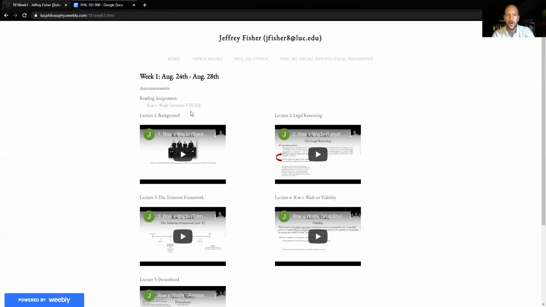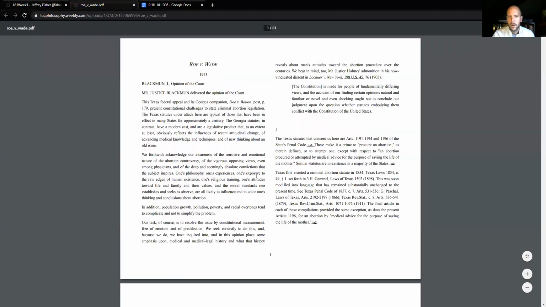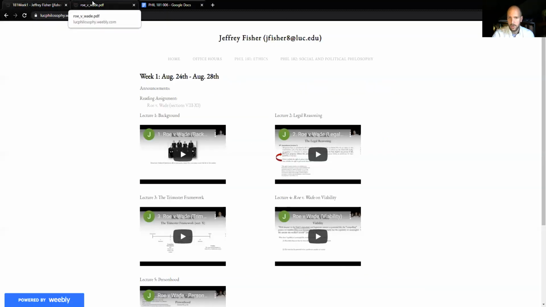So Roe versus Wade, the Supreme Court decision, is going to be our first reading. We're not reading the whole thing. We're only reading sections 8 to 11. All of the readings are going to be put up on the website and they'll be available as PDFs. And so you just click on it and it should open up. Hopefully it works. There we go. Roe versus Wade, there it is. There's a PDF of the reading that you have. Your assignment is sections 8 to 11.